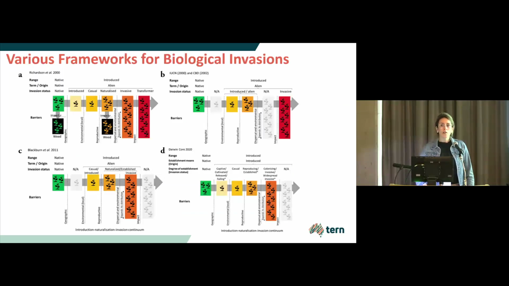So while IRE was doing this work, she recognised that there were various frameworks for biological invasions, including Richardson. So she's come up with some really colourful diagrams here to illustrate the frameworks, and they all vary slightly or significantly. And then, of course, there's the IUCN and CBD, and then Blackburn, and, of course, Darwin Core, which follows Blackburn.